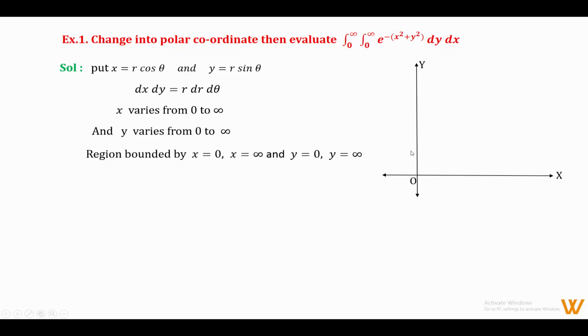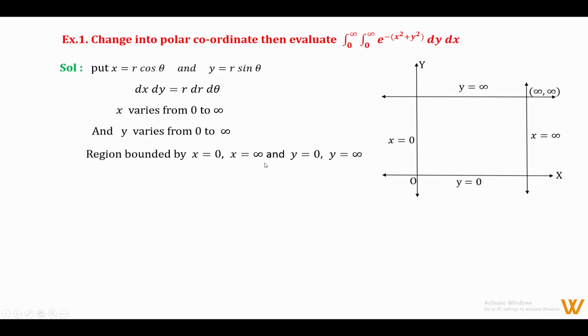We know the equation of y-axis is x equal to 0. Now draw the line x equal to infinity. The line x equal to infinity is parallel to y-axis. This line is x equal to infinity. Next line, y equal to 0 is the equation of x-axis. Now y equal to infinity is a line parallel to x-axis at a distance of infinity from the x-axis. This line is y equal to infinity. Now this point of intersection is infinity comma infinity.